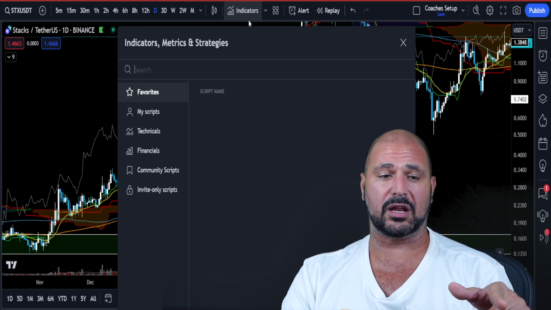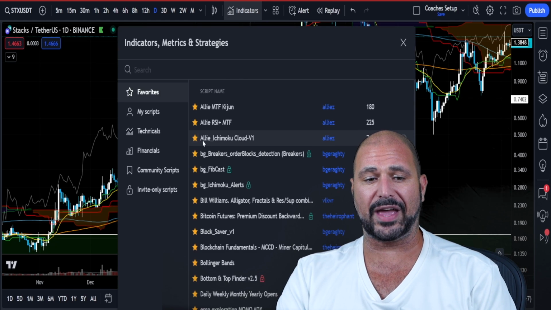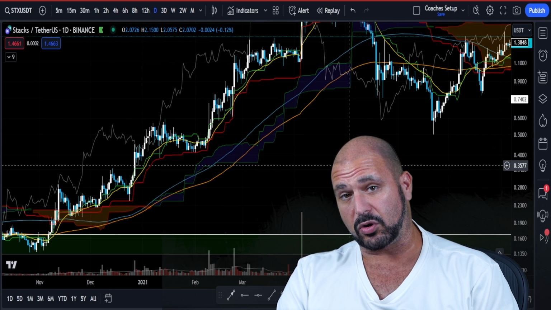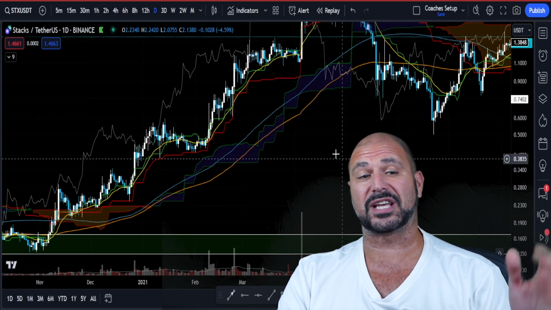So you click up here on indicators and you look for this one called the Ali Ichimoku cloud. Now the reason why I use that one and not the normal Ichimoku cloud is because it doubles the settings. So normal Ichimoku clouds follow the stock market, which opens and closes. What you need to understand is with crypto, because we don't have an open and close, it's 24/7, 365 days a year. And because it's open for such a long time, double the settings in crypto.